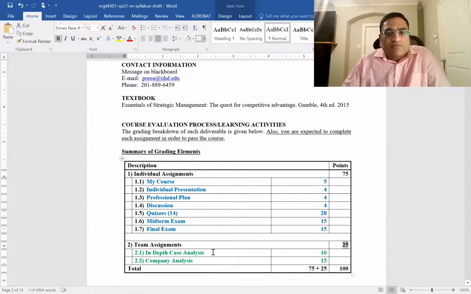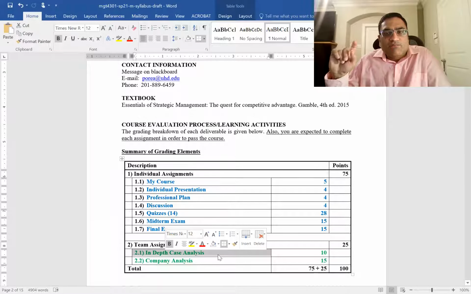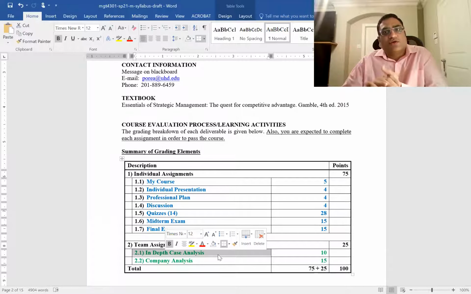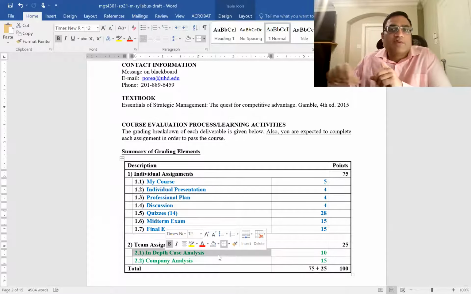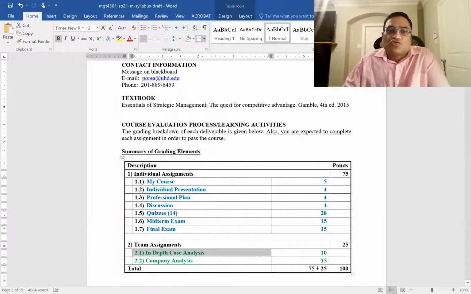In-depth case analysis. These are the cases in the book. It will tell you which ones are those in-depth integrative cases. So pick those. Do not pick the short, brief ones. Pick the bigger ones and use those. Okay, let me give you an example of those. Sorry, I should have done this before. But anyway, I'll keep talking as I do it.